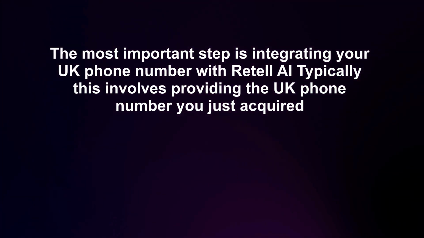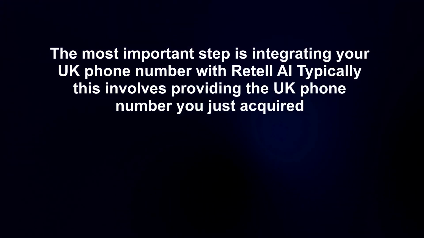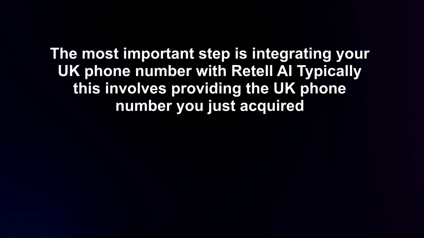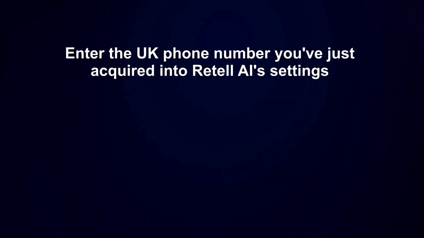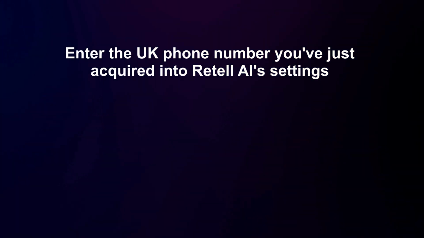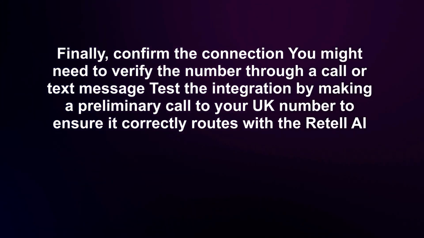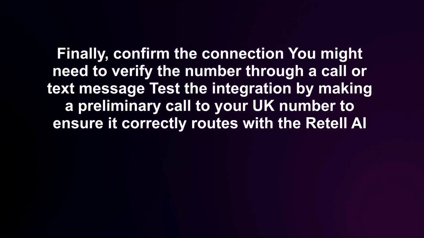The most important step is integrating your UK phone number with Retell AI. Typically, this involves providing the UK phone number you just acquired. Enter the UK phone number you've just acquired into Retell AI settings. Finally, confirm the connection. You might need to verify the number through a call or text message.